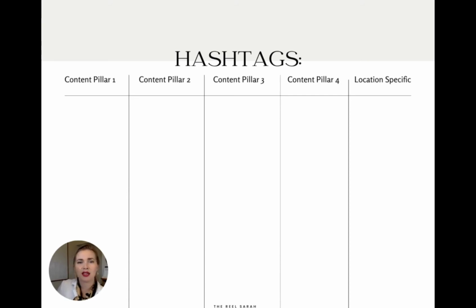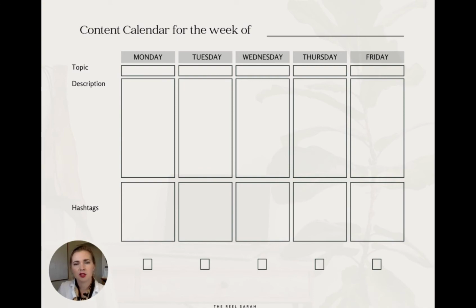And I would recommend doing hashtag research a couple times a year. Once a quarter is great. More is better, but if we're just starting out and we're just starting to actually have a content strategy, just do it this one time. Save them here, okay? Okay, so here we have content calendar for the week of this.